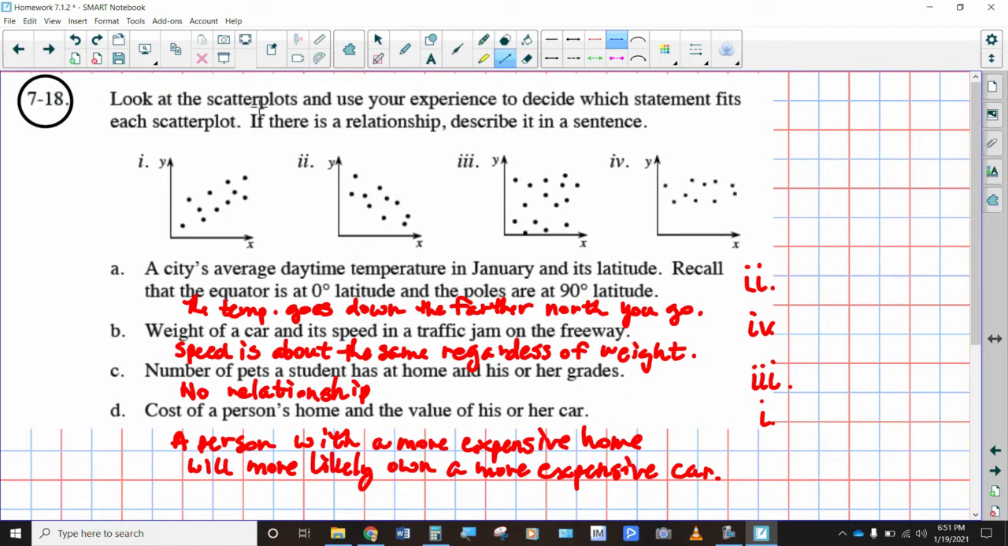Then it says, look at the scatter plots for problem number 18 and use your experience to decide which statement fits each scatter plot. Okay, so remember this one, as x increases, y increases. This one, as x goes down, y goes down. This one, there's really no correlation at all, right? It's scattered all over the place.